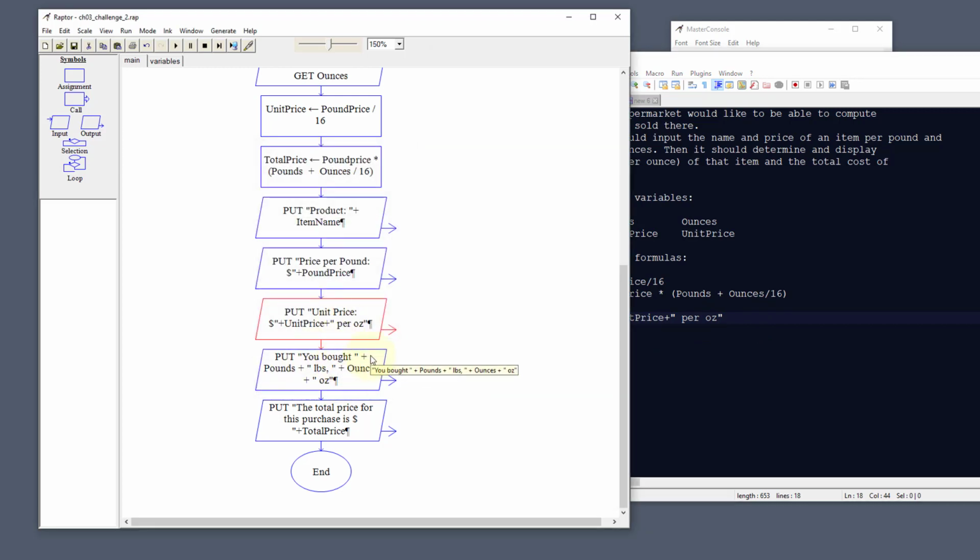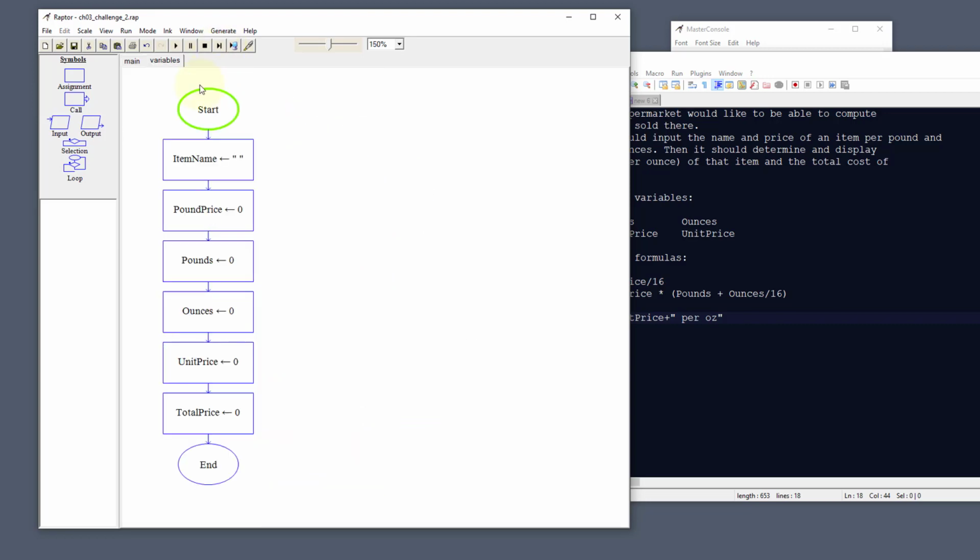And then we're going to say you bought, and we're going to say how many pounds they bought, how many ounces they bought, and then we're going to say the total price for this purchase is in whatever that calculation was. So let's do a step through on this one. We're going to step through. It's going to first go to variables. It's going to kick over to the subchart of variables. And I'm going to go through rather quickly on this here.